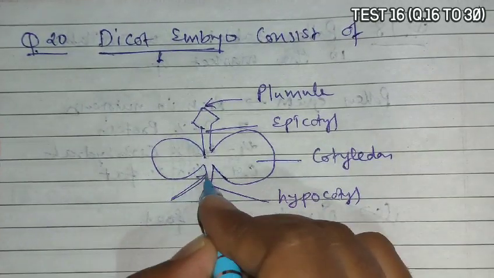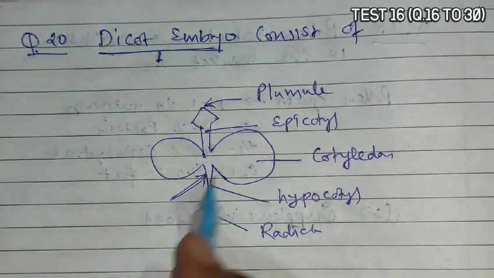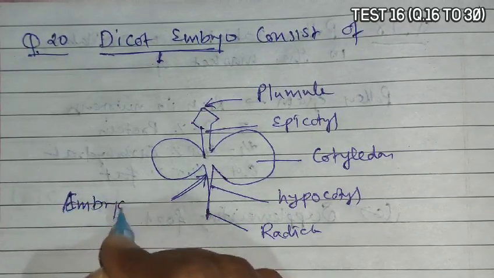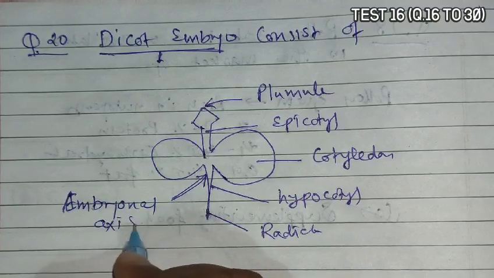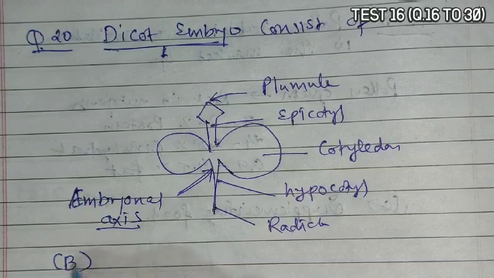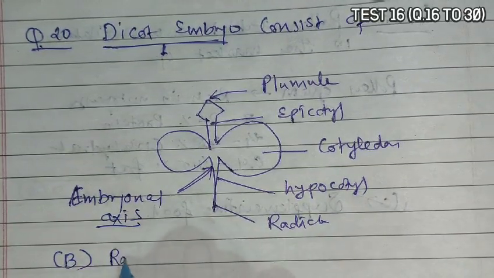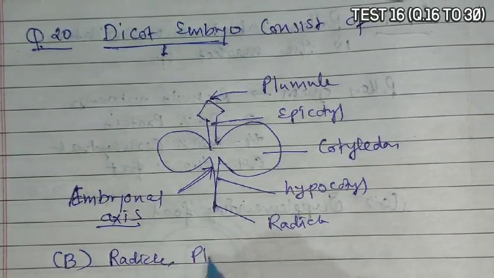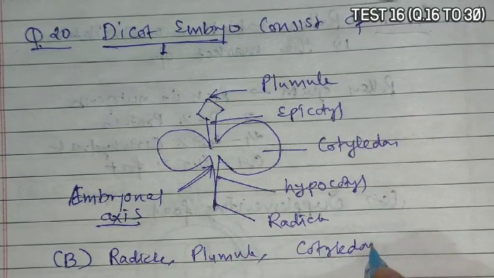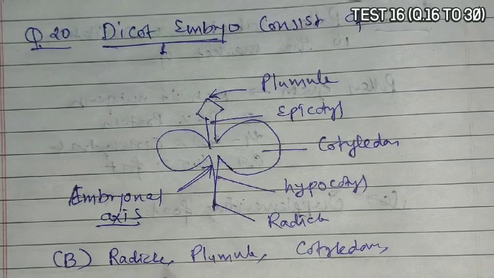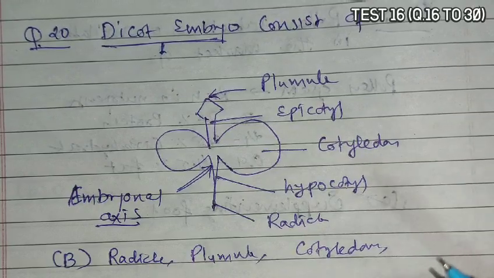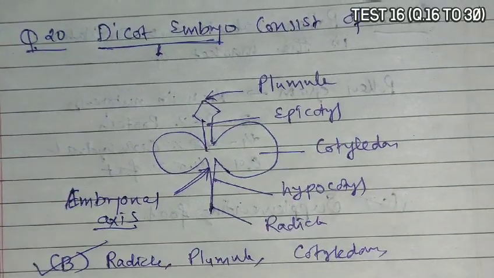And this epicotyl, hypocotyl and cotyledon which are found are present on the embryonal axis. So the answer becomes option B, that is radicle, plumule, cotyledon, and sometimes endosperm as well. Along with the embryo, there can be a presence of endosperm in the seed. So B is the correct answer.